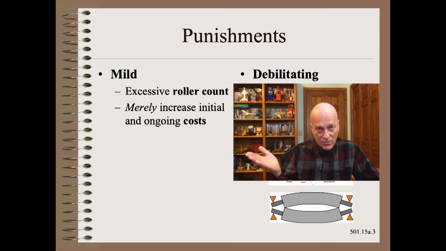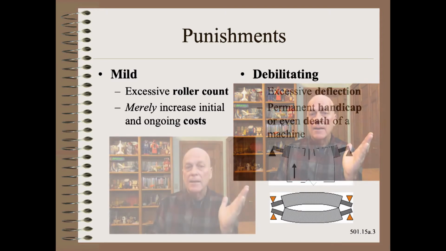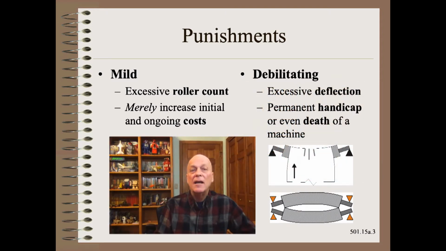At the least risky end, breaking the first commandment about using the fewest rollers may have mild consequences. It will merely increase the initial and ongoing costs. At the more debilitating end, excessive deflection can mean anything from permanent handicaps for the machine or even the death of a machine, meaning that it's not an economically viable process. Consequently, most of us should be quite conservative at the design stages and with ongoing maintenance throughout the useful life of a machine.